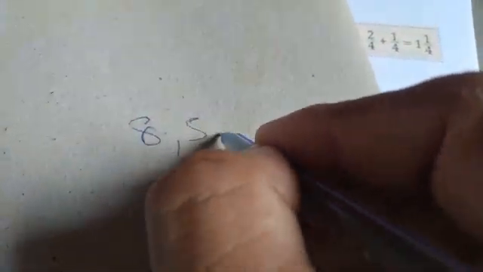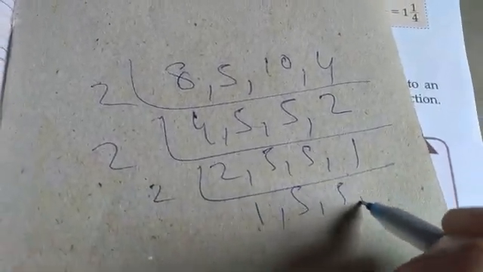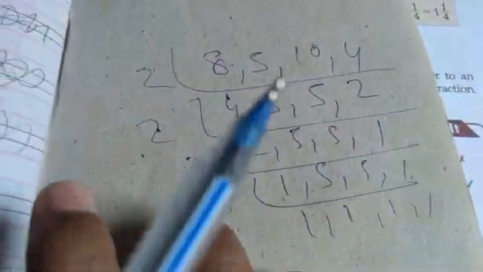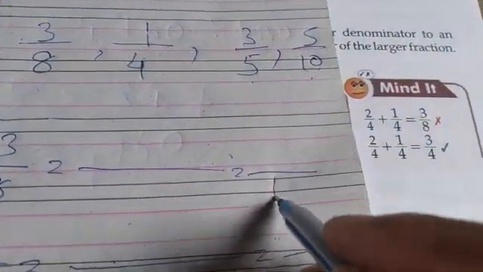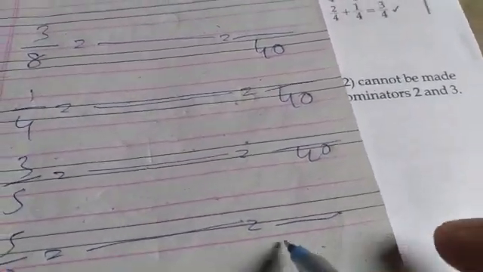8, 5, 10 and 4. First we'll do it: 2 4 5 5 2 2 2 5 5 1 2 2 1 5 5 5 5 1 1 1 1. So see here, 2 twos are 4, 4 twos are 8, 8 fives are 40. So we have here LCM 40, 40, 40 and 40.